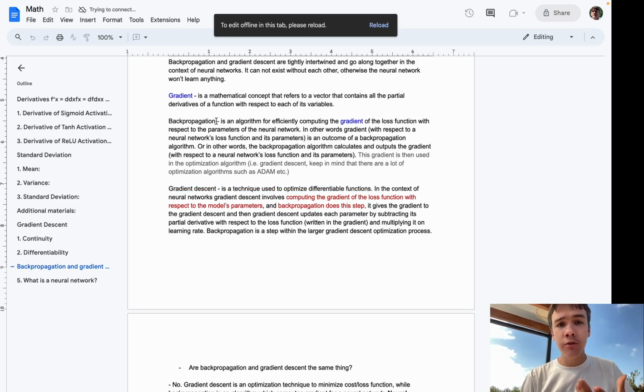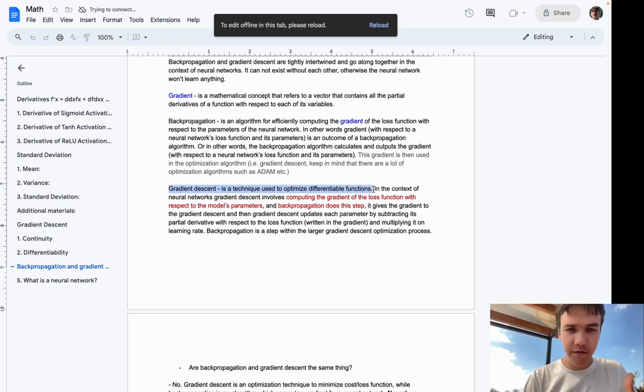Why is there no general definition for backpropagation? Because backpropagation was created exactly for neural networks. And talking about backpropagation, we're already talking in the context of neural networks. That's why it's important to understand that this definition is the general definition of gradient descent.